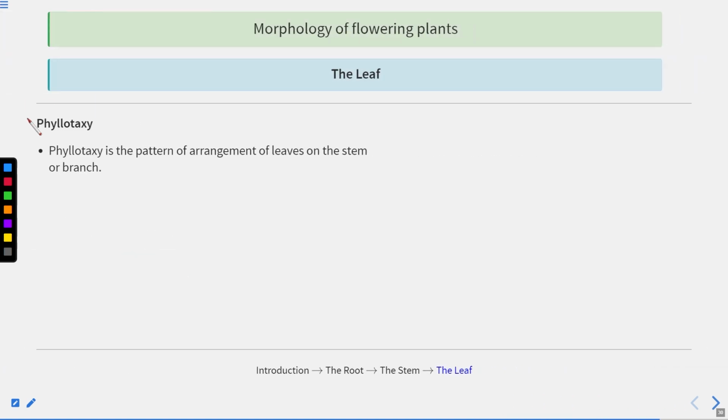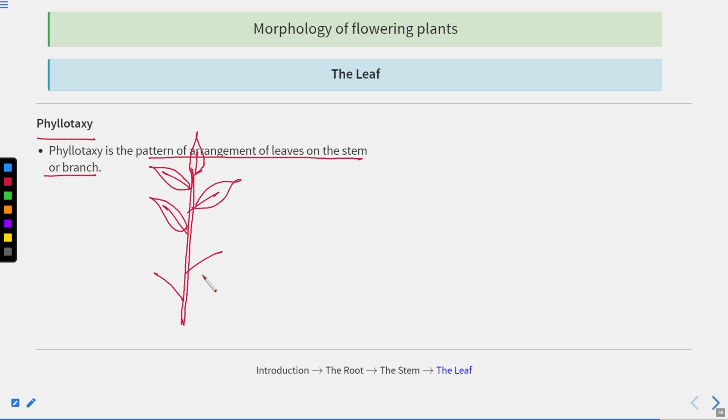Now comes phyllotaxy. Phyllotaxy is the pattern of arrangement of leaves on the stem or branch. How the leaves are arranged, that is called phyllotaxy. So here you can see, sometimes in a compound leaf, the leaflets are arranged like this. This is called alternate arrangement.